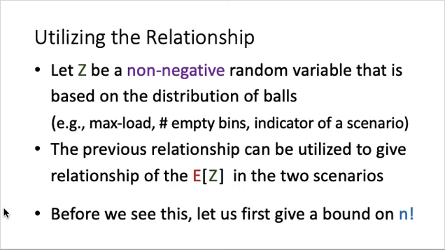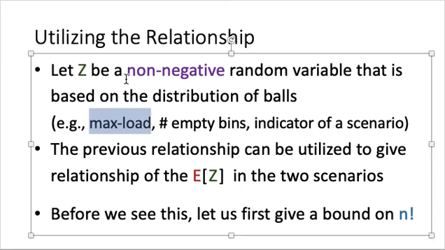Okay, now we have this key theorem, and we are going to utilize it to give a more important result. Suppose that Z is a non-negative random variable that is based on the distribution of balls. For instance, the maximum load. The maximum load is always non-negative, and it is based on the distribution of balls. If I know the distribution, then I can tell the number of balls in each bin, so I know what the maximum load is. So the maximum load is a random variable which is non-negative and depends on the distribution of balls.